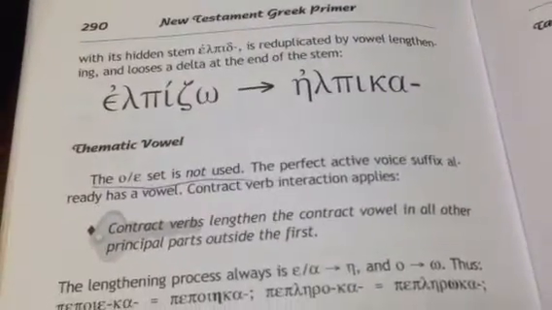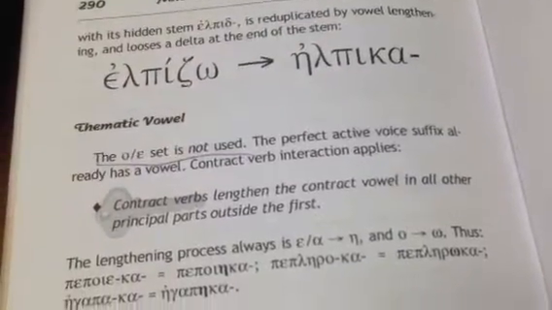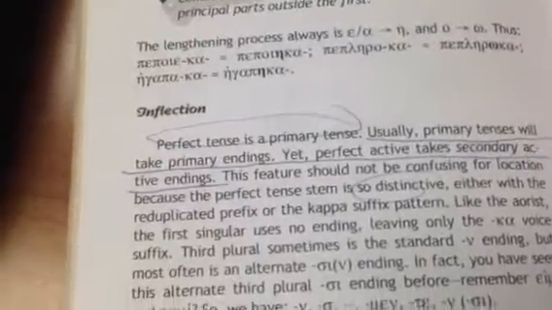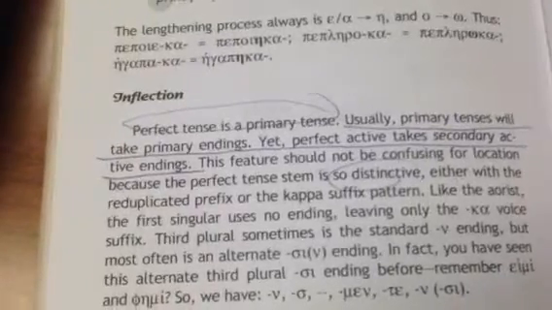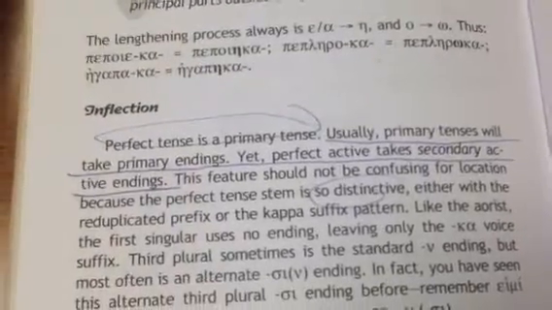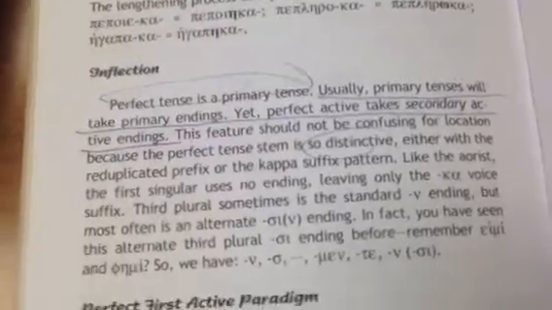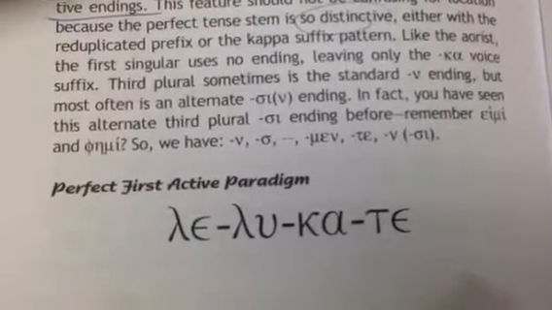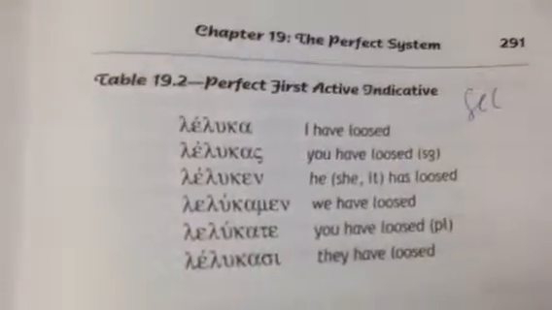So what about the inflections? Let's look at that. The perfect tense is a primary tense, but like with the aorist passive, the perfect active takes secondary active endings. It's not too bad because it's so distinctive. You will always have the reduplication. You will have the kappa alpha. So by the time you've seen that, you can certainly recognize its endings, and it will look something like this.